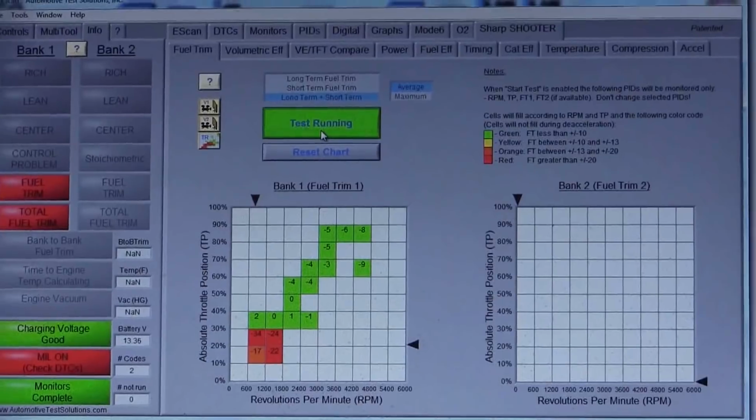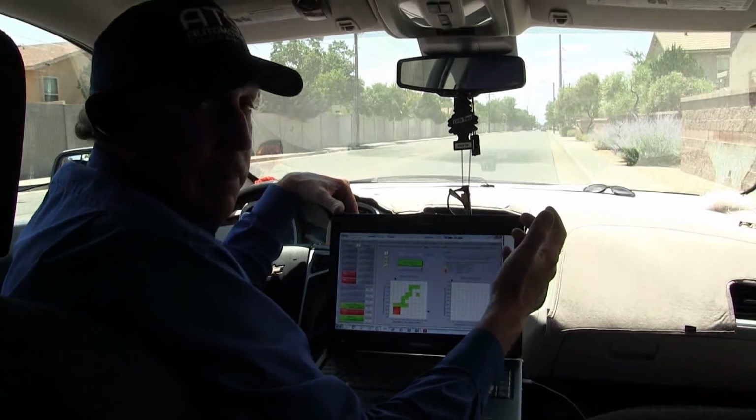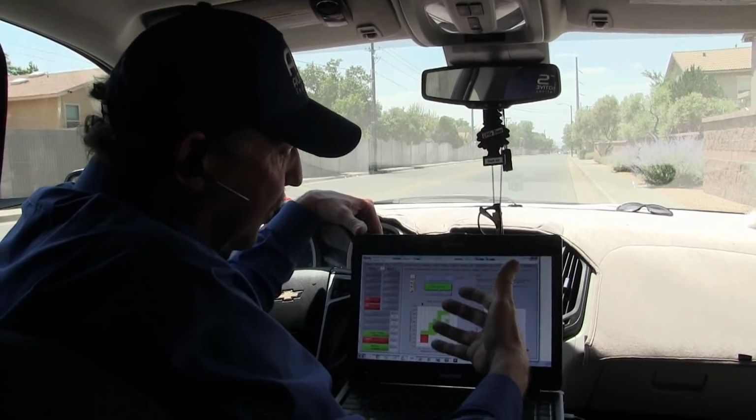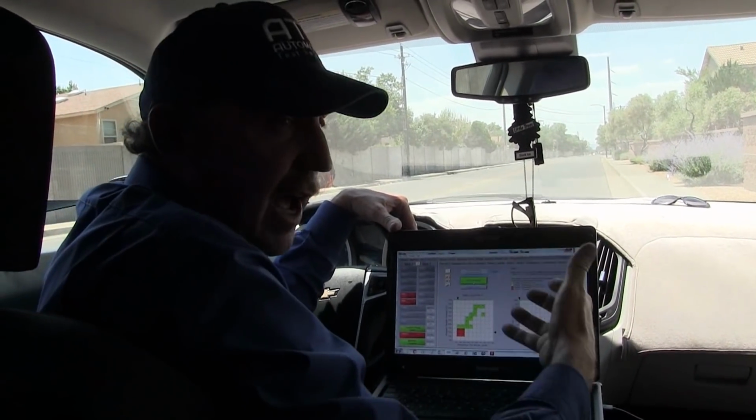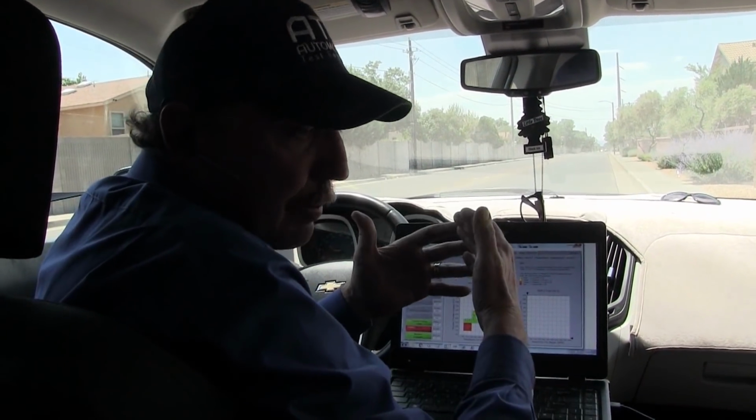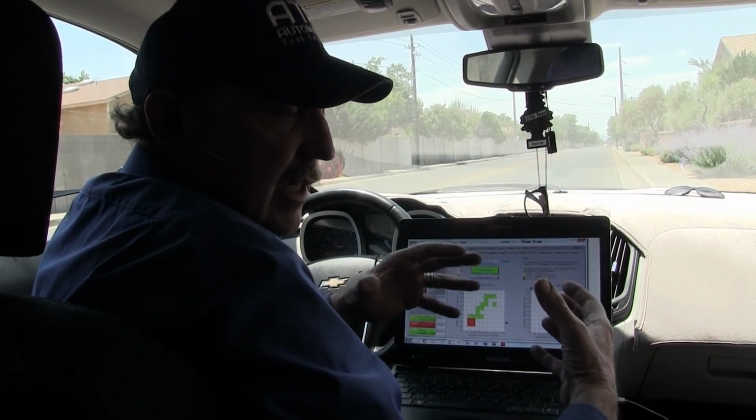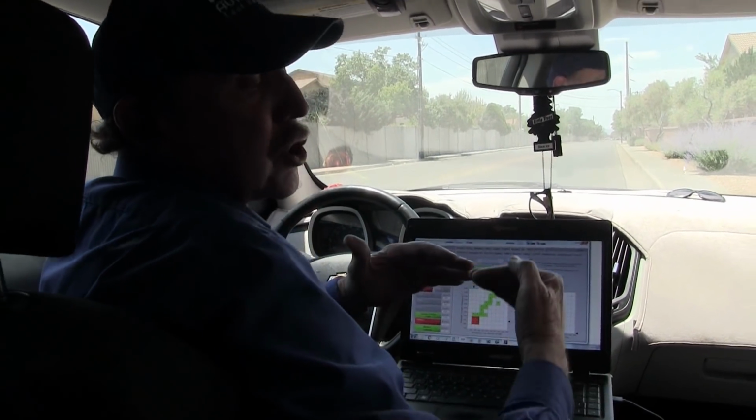So as I open the throttle up, always think about this. What happens when you open the throttle up? You lose vacuum. The throttle plate is opening and the negative pressure within the induction system drifts towards the atmosphere.